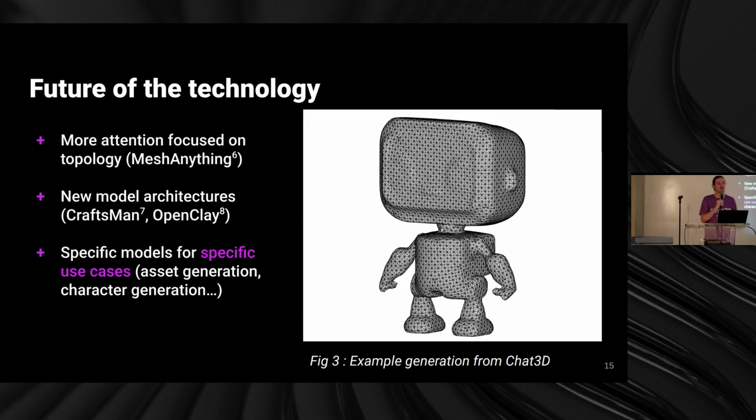Right now, we're seeing a lot more attention focused on the topology. So the details of the mesh itself, and also the quality of the mesh in terms of number of polygons and the repartition of their distribution on the mesh. I mentioned the paper MeshAnything that came out now, I think, over a month ago, and that was working specifically on trying to generate 3D assets that would be closer to what a 3D artist would do. It's a first step that's quite encouraging, actually.